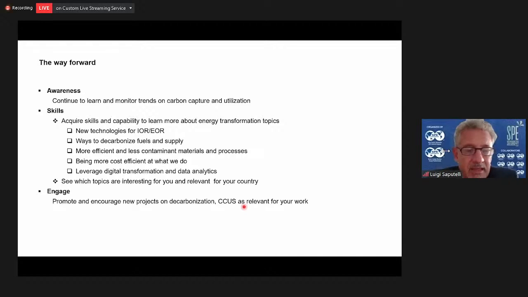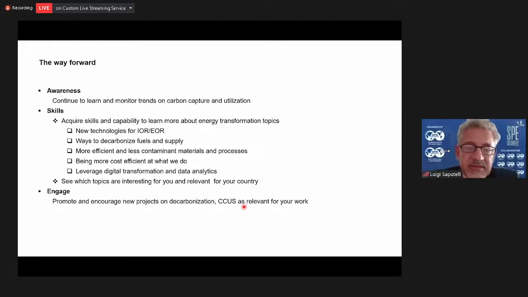Think about ways to be more efficient and use less contaminant materials and processes. So it's not only about energy use, but also the materials that we use in oil and gas. Are they environmentally friendly? Are they reusable? Are they more efficient? Are they cost efficient? In all the ways, leverage digital transformation and analytics. Think about the bottom line. Think about the numbers. Think about the second and third effects between cause and effect of things before they happen.